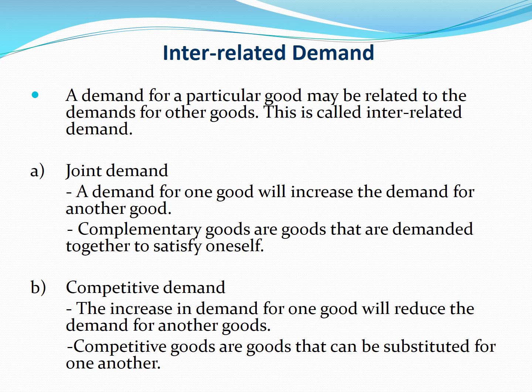This is interrelated demand, demand berkaitan. So for interrelated demand, we have joint demand and competitive demand. Joint demand, the concept is quite similar to the complementary good that we discussed before this. And then competitive demand is a substitute good. So when you read by your own, you can imagine the complementary and substitute goods.